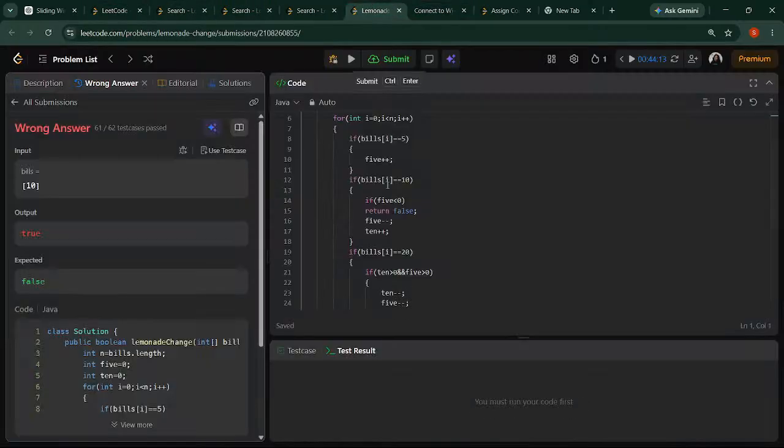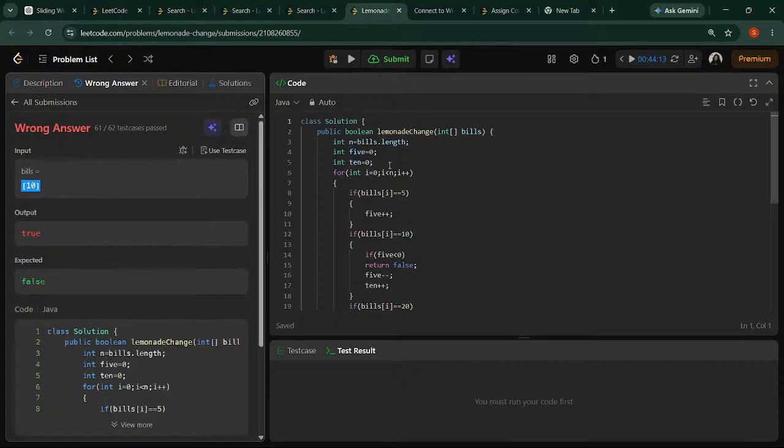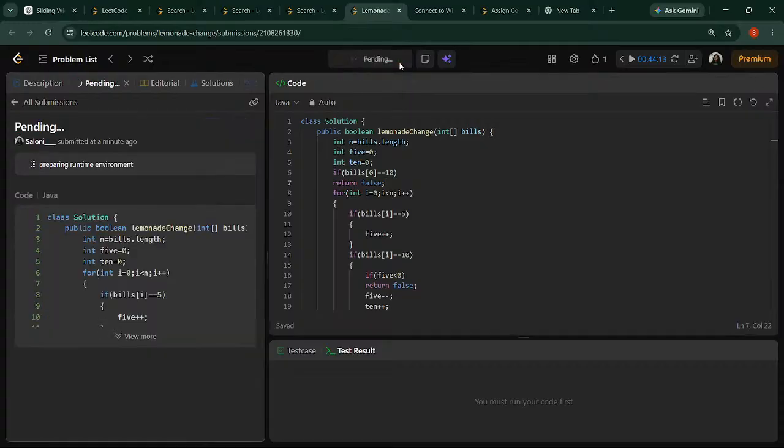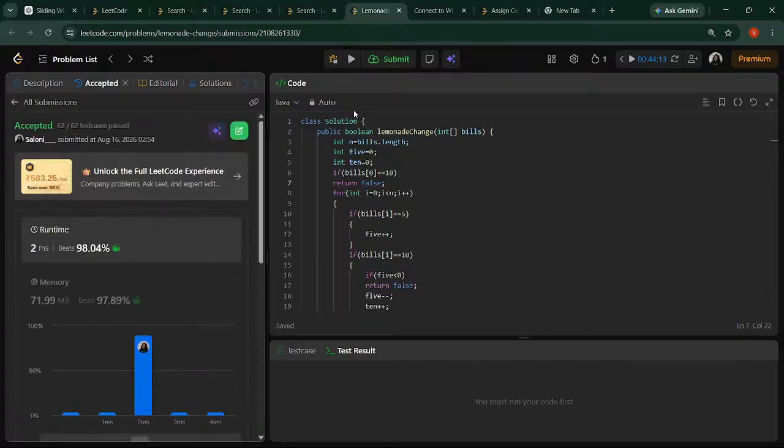Where is the change? This is not working for this test case only, right? So I think I can write it. If bills of 0 equals 10, then I have to return false. The only test case which is not working. Yeah, it was.